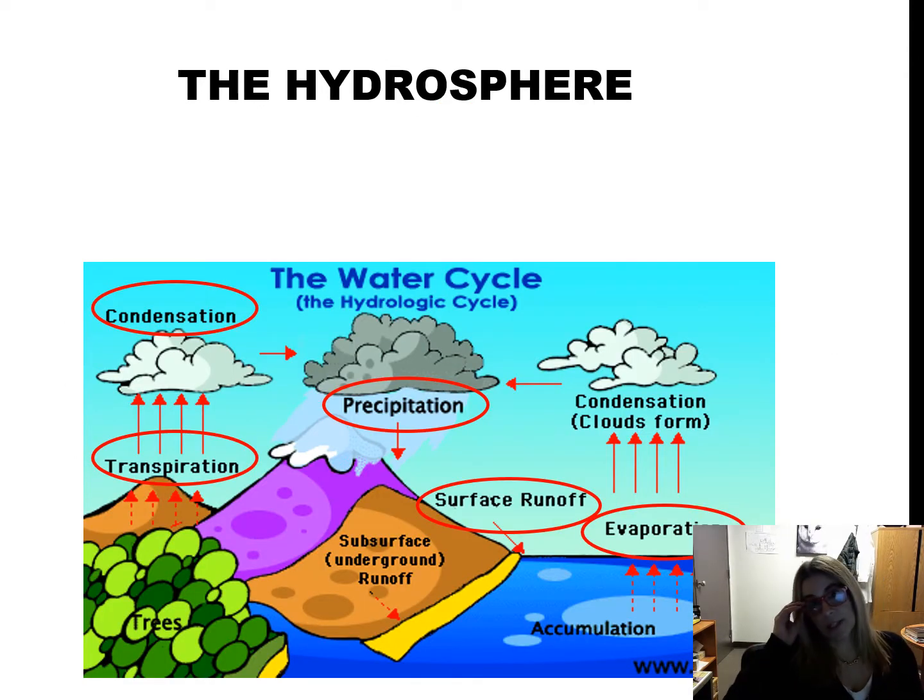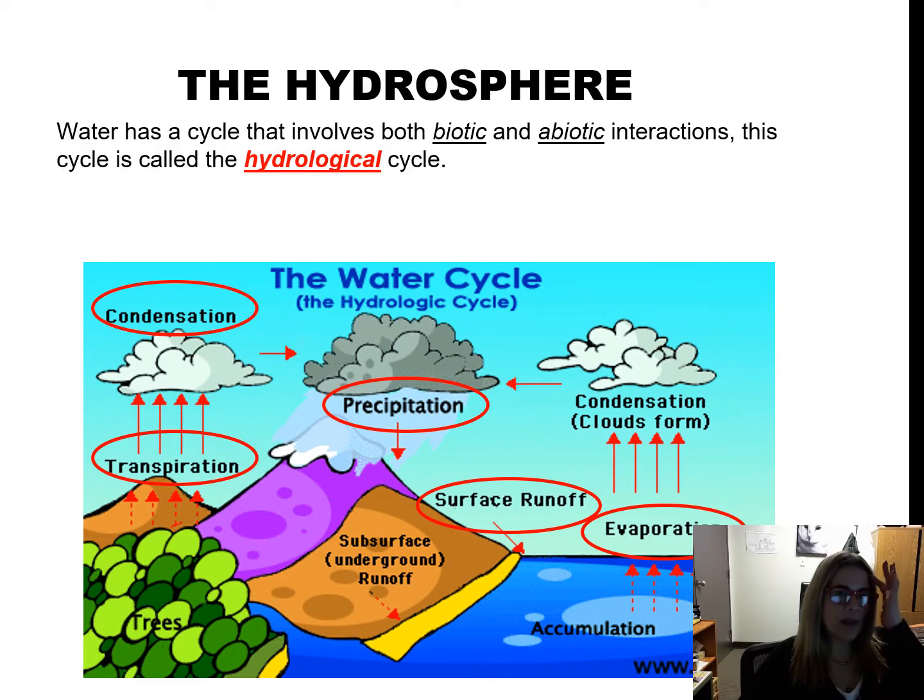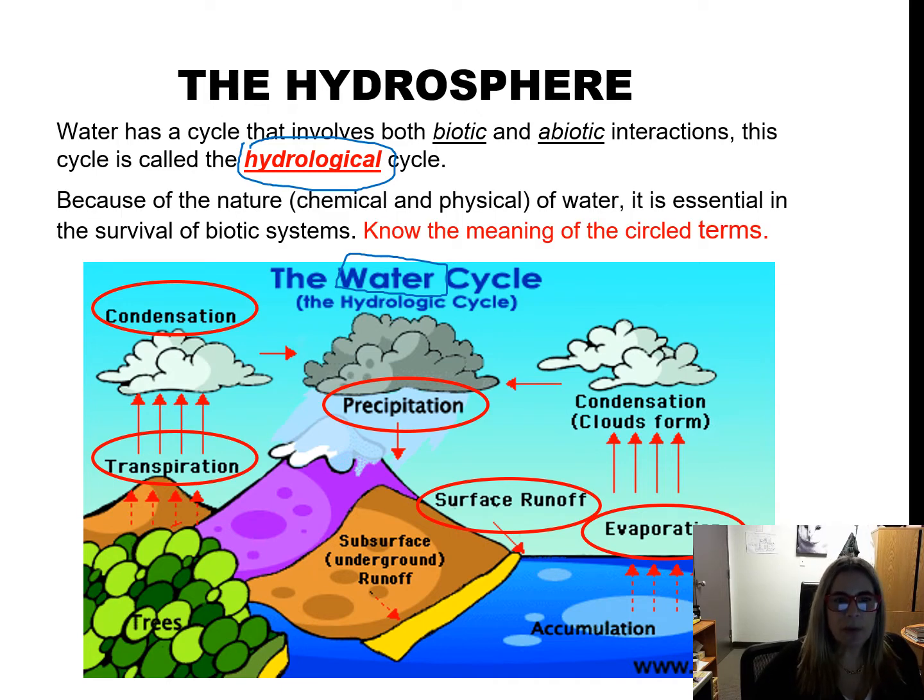So the hydrosphere, of course, is the water, and all of the interactions between the biotic and the abiotic that occur in the water. One of the main components that we have to think about when we think about the hydrosphere is the hydrological cycle, more commonly known as the water cycle. I'm not going to spend too much time on this because I know that most of these terms in the water cycle you have already studied in previous years. One of the important things to just remember is that water, of course, is essential to the survival of biotic systems because of its very specific properties, which we'll talk about later.